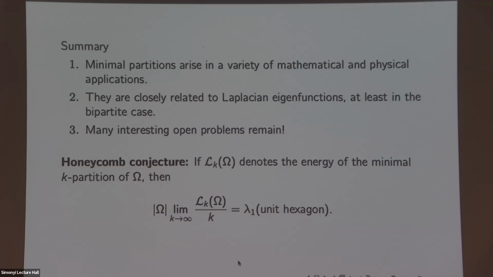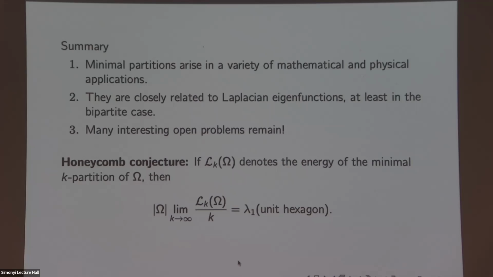I showed you early on that even rigorously determining the minimal three partitions of the disk and the square is not totally settled. So that should be the easiest possible problem to solve, and still nobody fully knows how to do that.